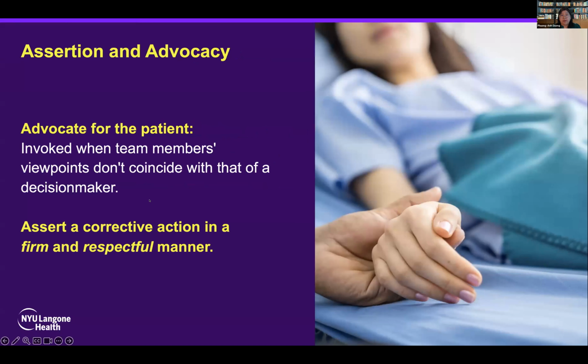Now we're going to talk about advocacy and assertion. Again, this goes to that question that Dr. Byman had about how do we get technologists to speak up for their patients and for themselves. And again, having that psychological safety, an environment where this can be done, and speaking up in a respectful and firm manner is how to do that.